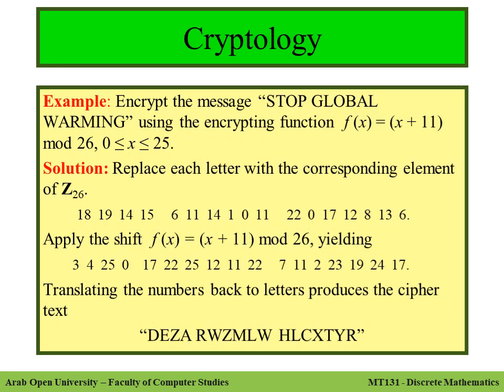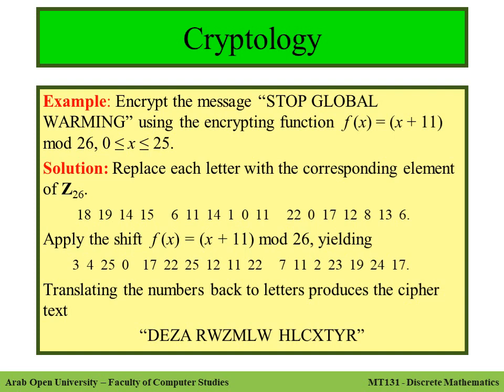Let's look at another example. We want to encrypt the message, stop global warming, using the encryption function. Now this is a different message, and the Caesar encryption is not the only function we can use. We want to use the function f of x equal x plus 11 mod 26. And as usual, the alphabet is numbered from 0 to 25, from A to Z.